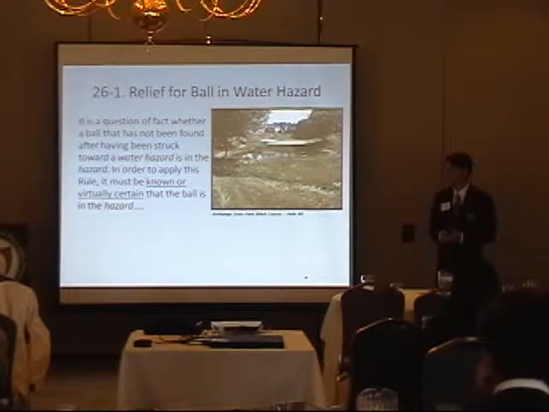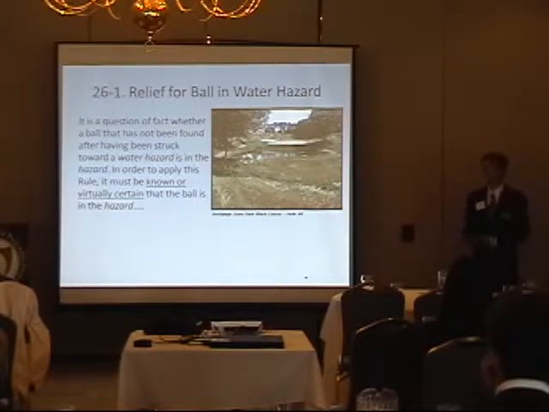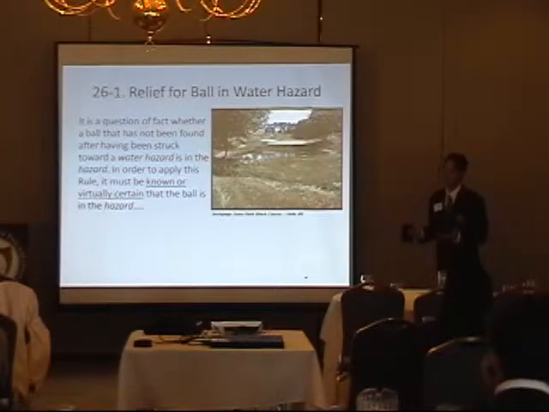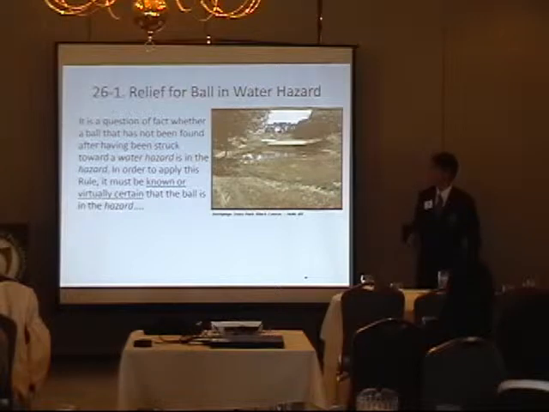The best way I can explain known or virtually certain is if you hit your golf ball towards a water hazard, this is the 8th hole event page, there has to be no other spot on the golf course where the golf ball could be. That's how I kind of think of known or virtually certain that the ball is in the hazard. There's no other place it could be. It's in this pond right here fronting the green.